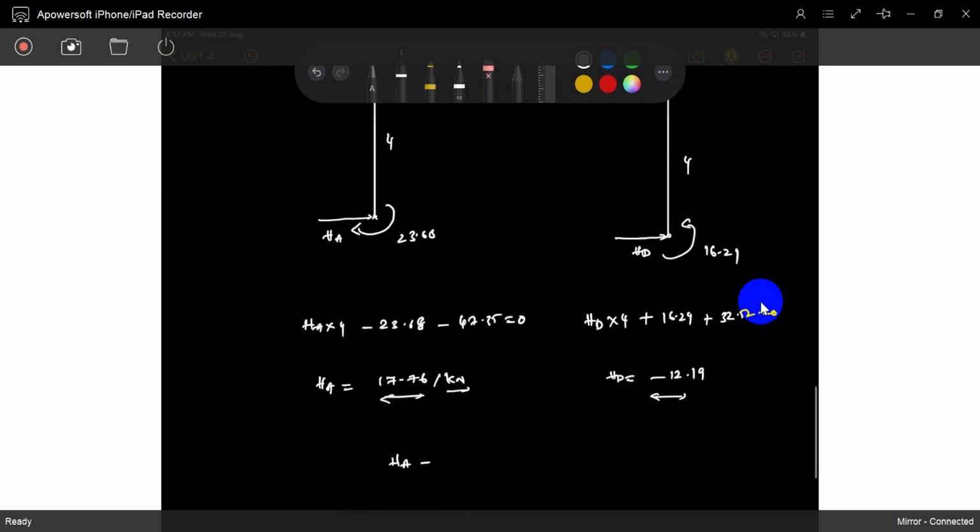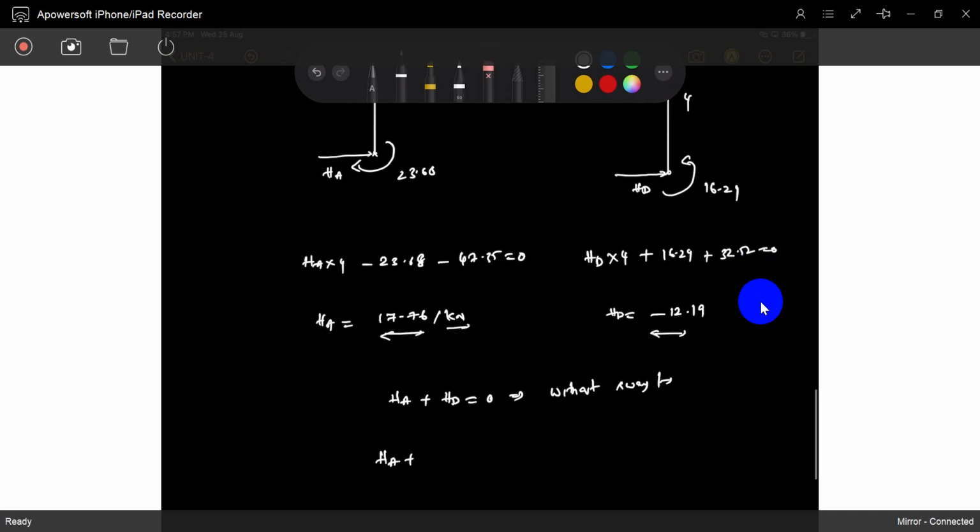Now we can observe it. HA plus HD should be equal to 0 without sway, when the load is acting exactly symmetric, you will get like this. But now you see, HA plus HD doesn't equal 0. That means what? That value is 5.57, in this direction, not opposite. So that means 5.57 sway is there in the system.